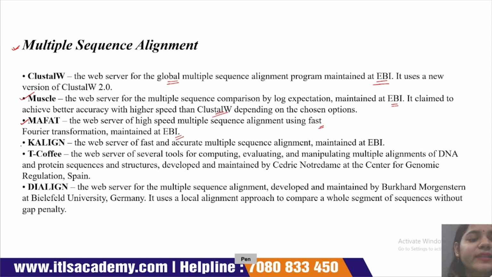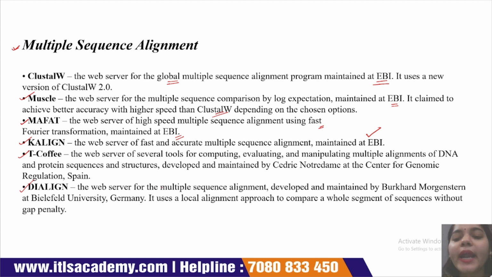Next is Kalign, the web server of fast and accurate multiple sequence alignment. This is also maintained by the EBI. Next tool is T-Coffee. T-Coffee is the web service of several tools for computing, evaluation and manipulation of multiple sequence alignment of DNA, protein sequence and structure. This tool is developed and maintained by the Centre for Genomic Regulation, Spain. Next sequence alignment tool is DIALIGN, the web service for multiple sequence alignment.